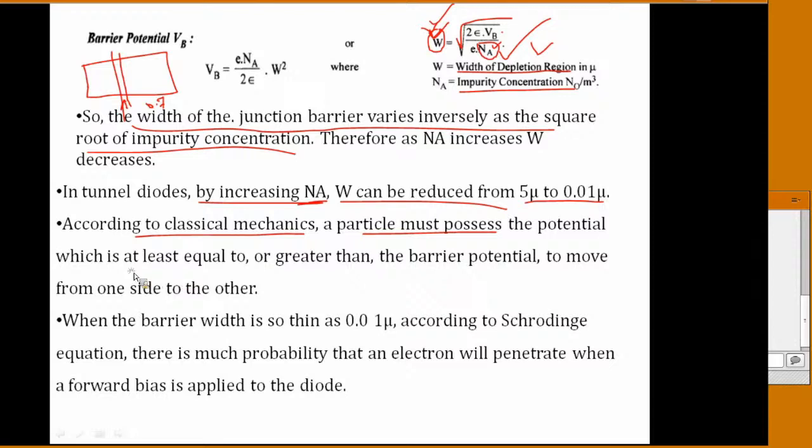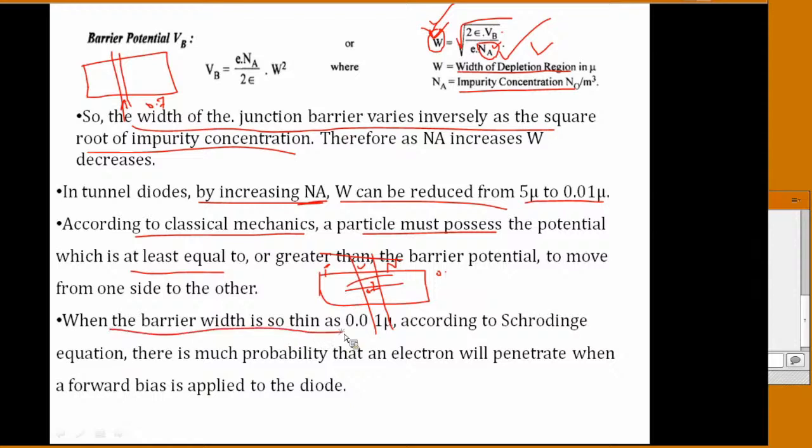According to classical mechanics, a particle must possess energy at least equal to or greater than the barrier potential to move from one side to another side. Now, what is the meaning of this? What is the classical mechanism? There is a P region, an N region, the normal case. There is a barrier potential, an inbuilt potential of 0.7 volts. Only when you apply more than 0.7 volts will diffusion of charge carriers take place. That is the general mechanism.